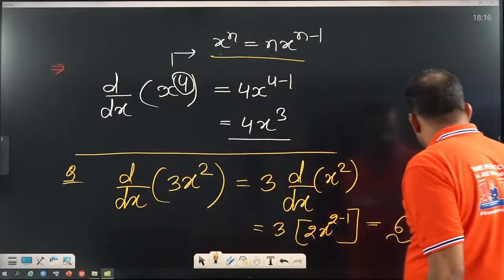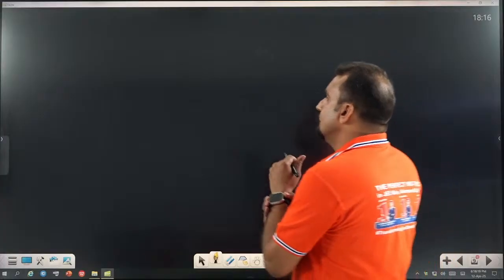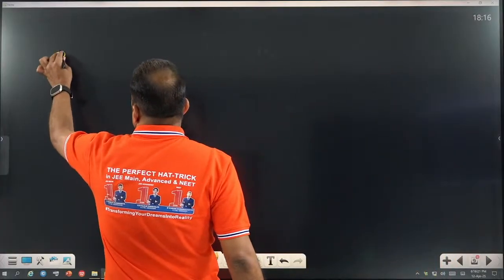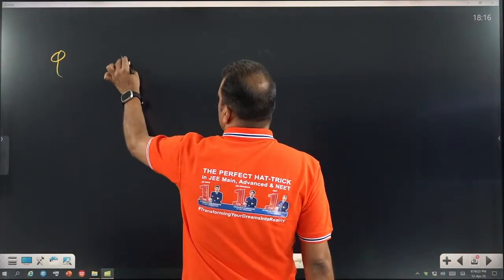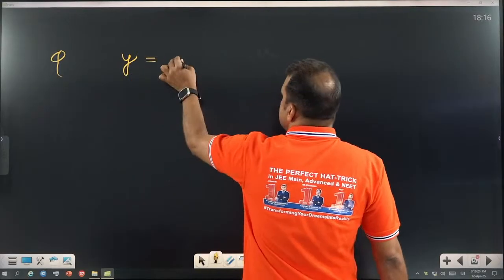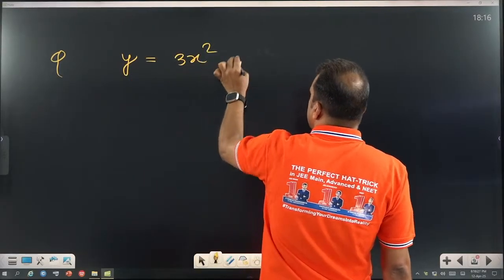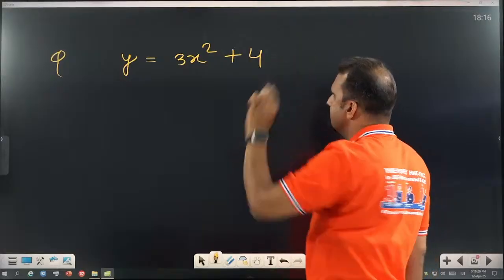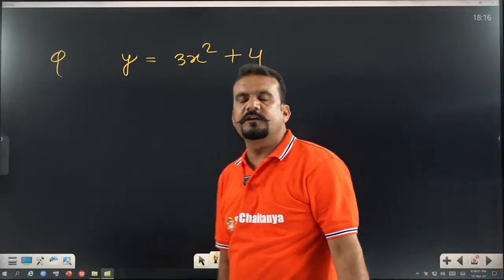Third rule, what is the third rule? If there are 2 or 3 functions, let us assume one example, y equal to 3x square plus 4. This is a very basic question. Y equal to 3x square plus 4.